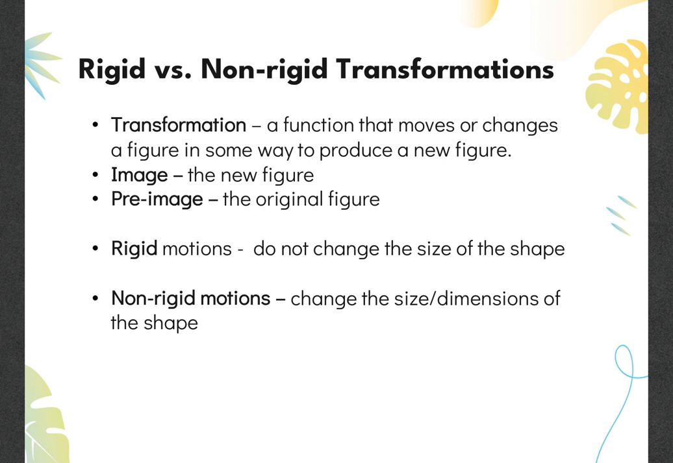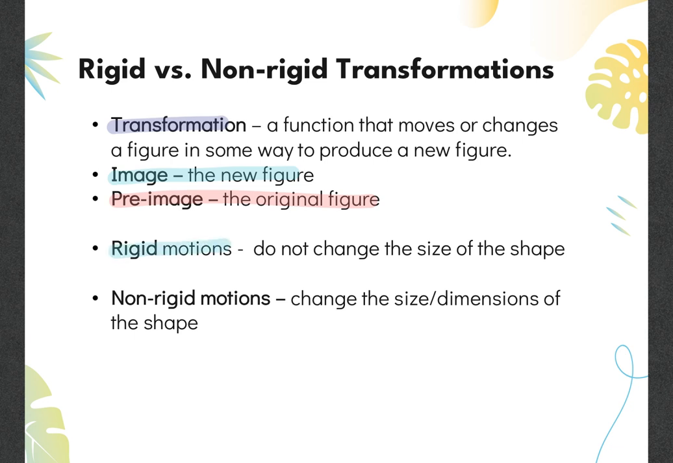So first of all, what's the difference between a rigid and a non-rigid transformation? And what's the definition of a transformation at all? A transformation is a function that moves or changes a figure in some way to produce a new figure. So you'll have two figures. One is called the image, which is the new figure, the updated one, what has changed. And the original is called the pre-image. So think pre comes before. The pre-image would happen before the image.